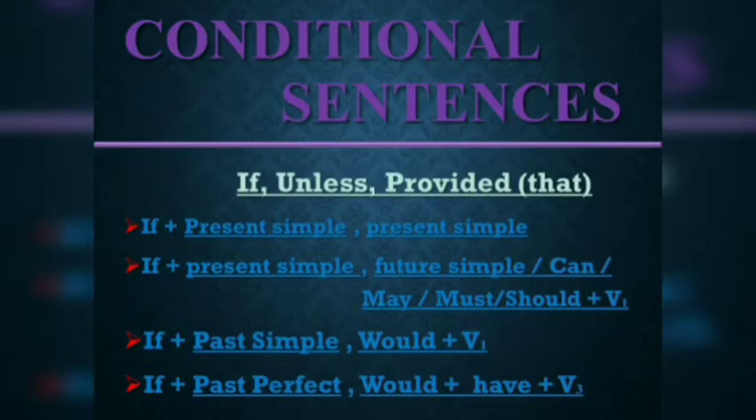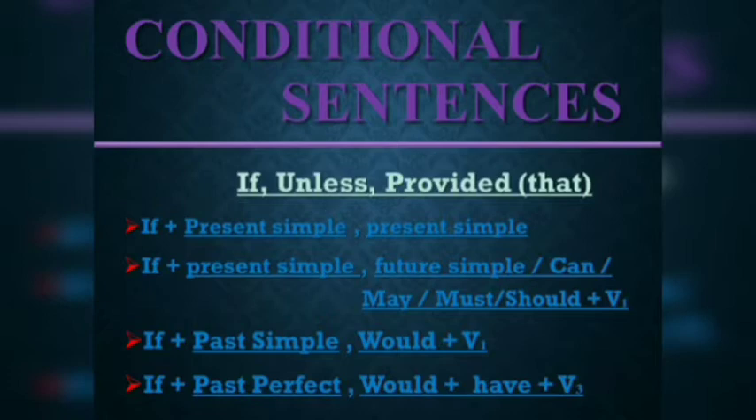So students, in this first category, that is present simple tense in both the clauses, in the if clause as well as in the main clause, we express something which will always result in the other thing and it always remains the same. In short, in order to express a fact, truth or proverb, we use this first category of conditional sentences.